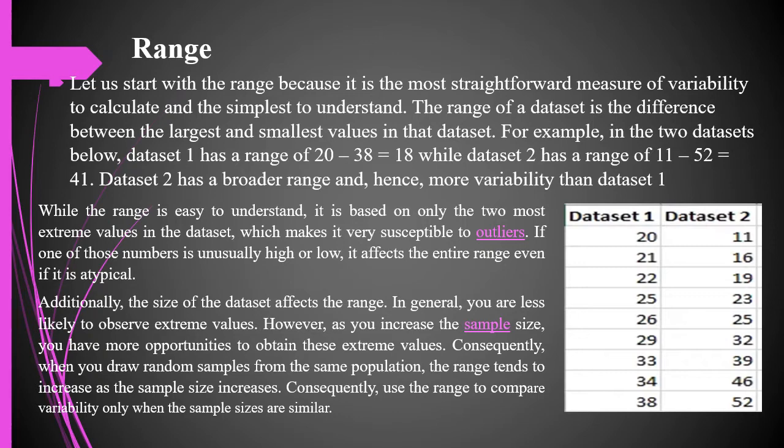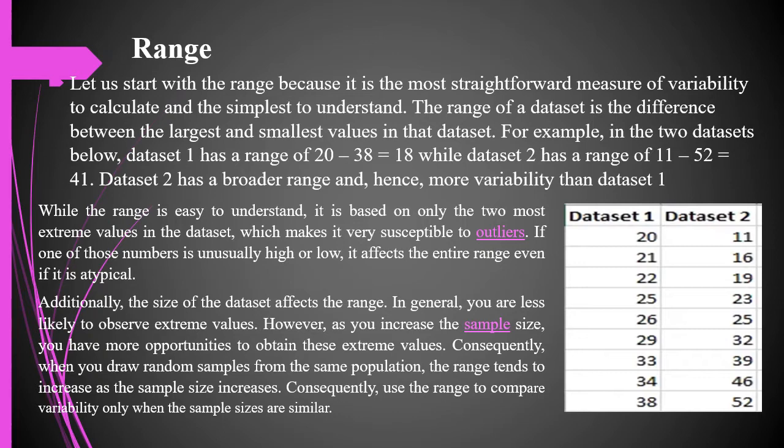So while the range is easy to understand, it is based on only the two most extreme values in the dataset, which makes it very susceptible to outliers. If one of those numbers is unusually high or low, it affects the entire range even if the rest of the data is typical.